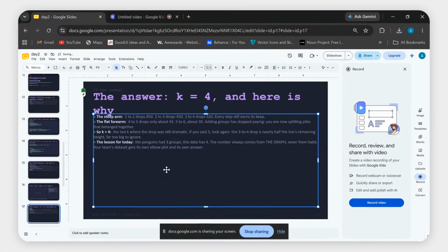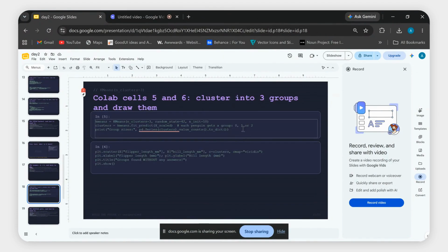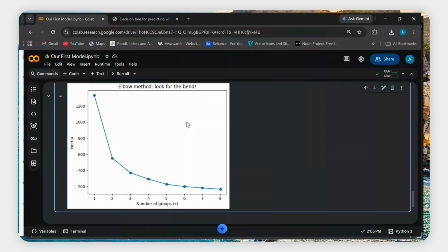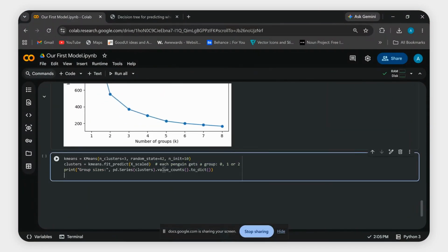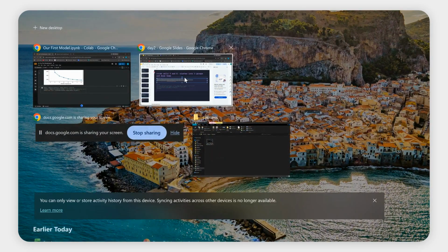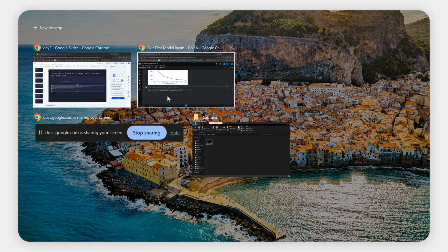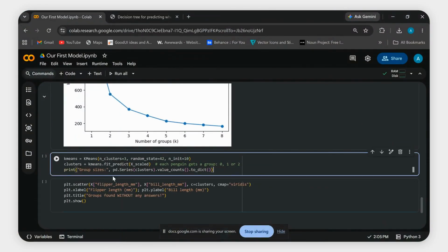Moving on to our next slide. Let's cluster and see what gives. Let's copy cell 6. Yes, let's see what gives.